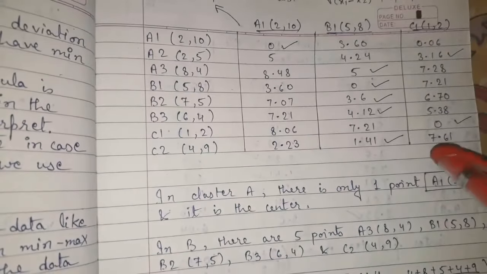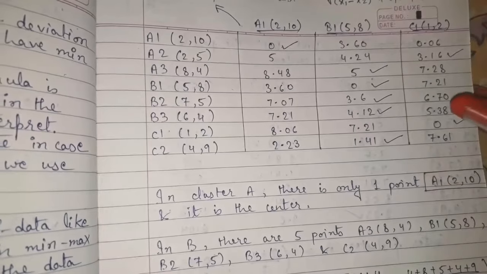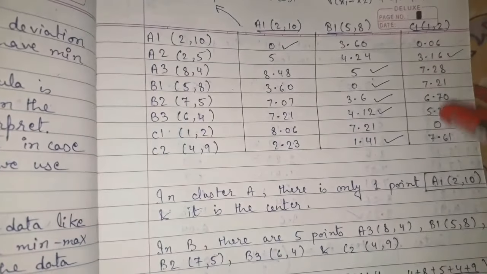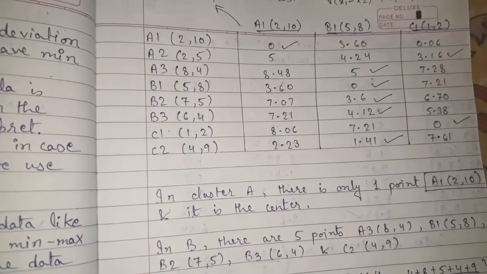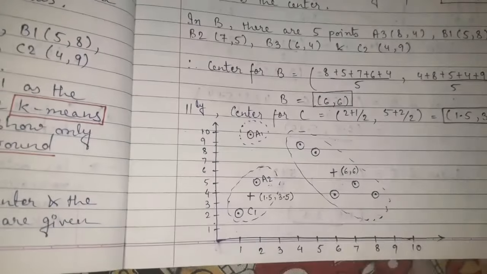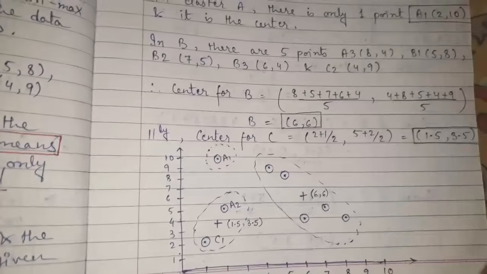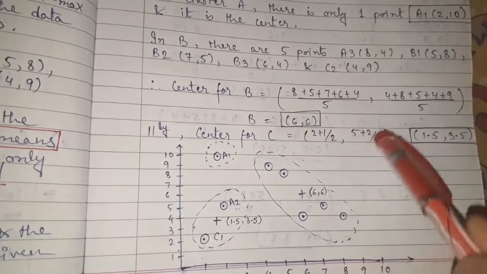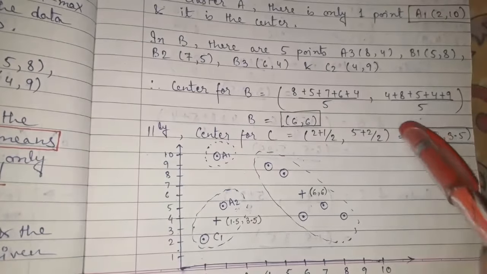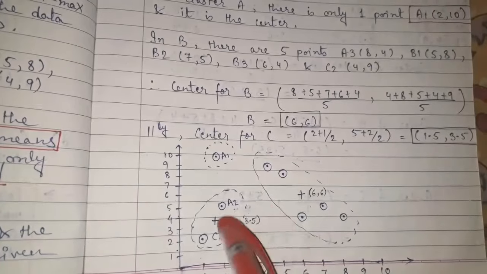Fine. Now similarly for the last column, how many numbers are ticked? 2 numbers are ticked. So we can say that in this cluster 2 points will be there. So in this third cluster 2 points are there, and how can we find the center point? Similarly, by finding the average of these 2 points, which here is 1.5 and 3.5, that is the center.